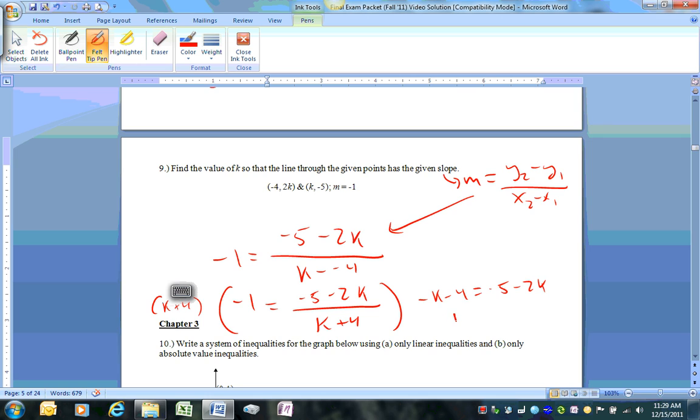We get k on this side and negative 1 on this side. That's right. So k equals negative 1.